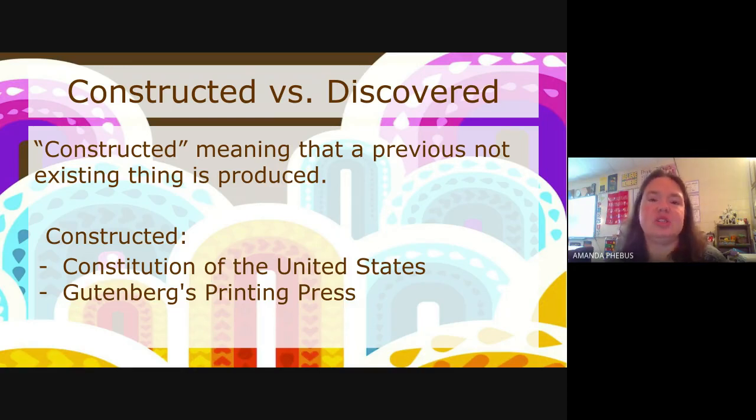Like the Constitution of the United States, we didn't have a Constitution of the United States before that one was written. Or Gutenberg's printing press, everything was handwritten until Gutenberg's printing press was invented, and then it was around. You can take inventions and modify them, but these things that were built didn't exist before they were actually built and manufactured.